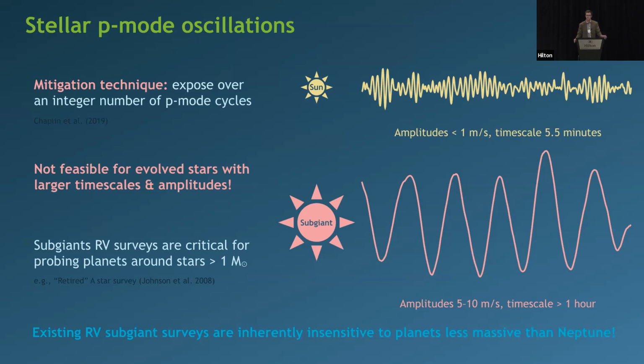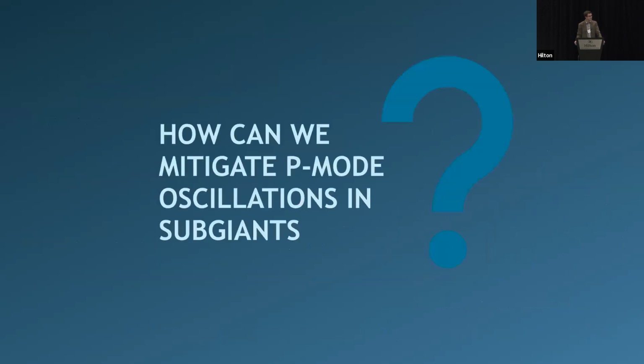And so I've posed this as a problem. I like to see it as an opportunity. There's a lot of parameter space here where we can look for potential planets. But the question is, can, and if so, how can we mitigate these P-mode oscillations in subgiants?